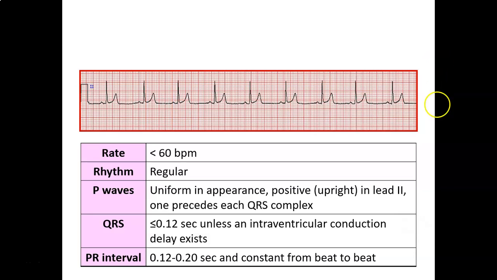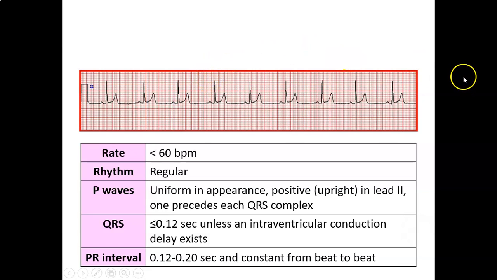Look at this rhythm strip. The rate here looks slow, fast, or normal? Yeah, obviously slow, less than 60 beats per minute. Rhythm is regular mostly. Can you see P waves? Yes. Each P wave has its own QRS complex. QRS duration is narrow, less than 3 small boxes. And PR interval, yes, it's less than one big box, which is normal.